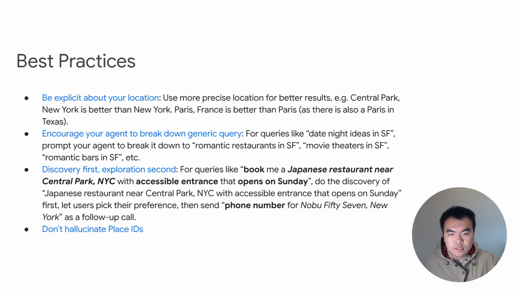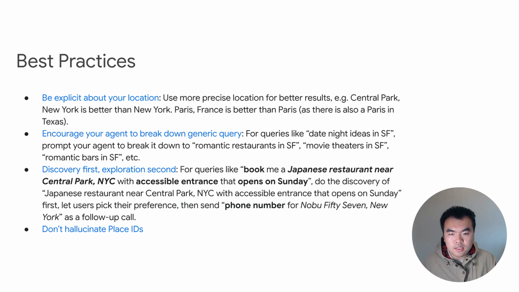Third, discovery first, exploration second. For queries like "book me a Japanese restaurant near Central Park, New York with accessible entrance and open on Sunday," do the discovery of Japanese restaurants near Central Park with accessible entrance that open on Sunday first. Let the user pick their preference and then send the phone number for a specific restaurant name as a follow-up call to get the booking information.